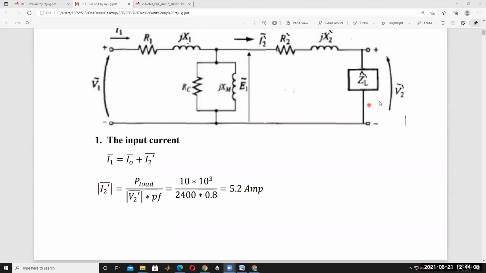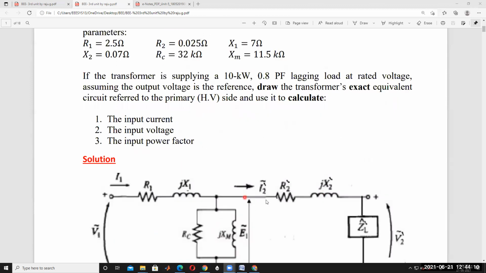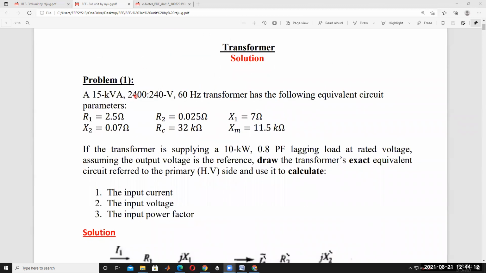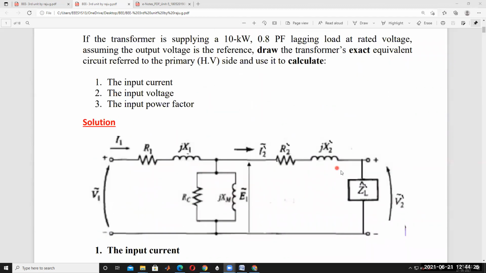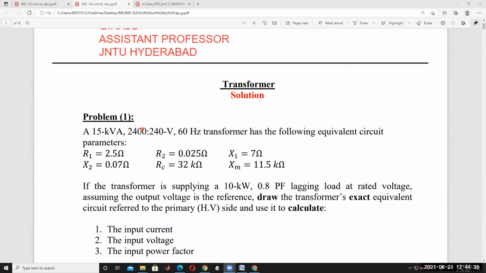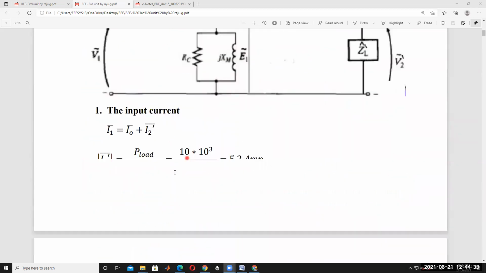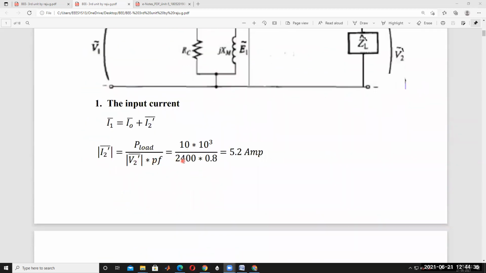So that's why, what is the primary side voltage? All parameters are referred to the primary side. That's why the primary side voltage is called 2400. These all circuit parameters are referred to the primary side, that is called the high voltage side. The primary side voltage is almost 2400, so this voltage we have to take as 2400.